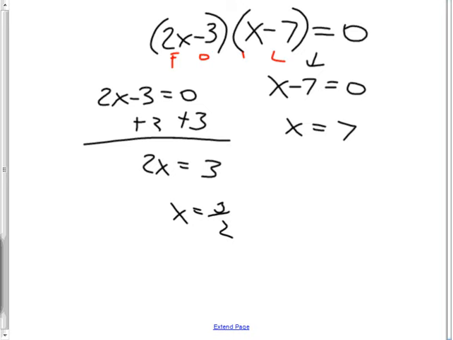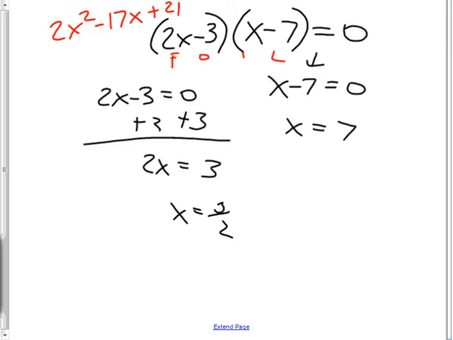So, you should have FOILed this thing out. First, 2x squared. Outside, negative 14x. Inside, negative 3x. And then negative 14x and the negative 3x make negative 17x. And then the last makes positive 21. How many of you got that? Okay, good. Now you know A, you know B, and you know C.